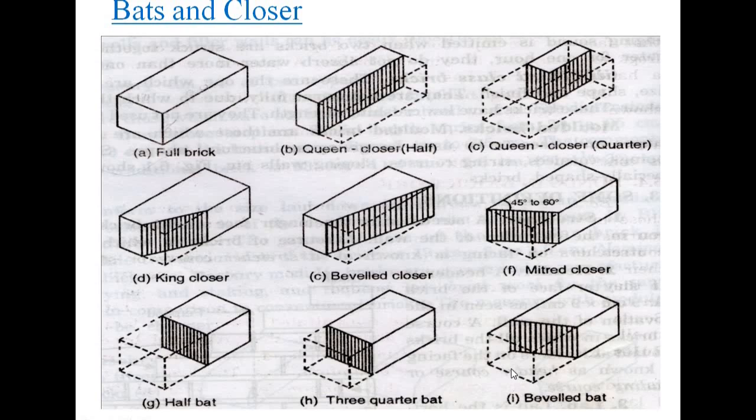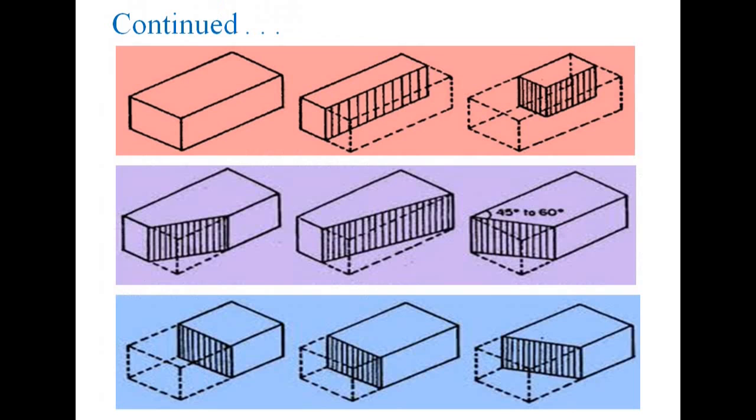Bats and closures are used in the construction of brickwork to join the different corners of the walls. Remember, this is very important. So what is the use of these bats and closures? They are used to join or anchor the corner of two different walls. So this is about bats and closures.